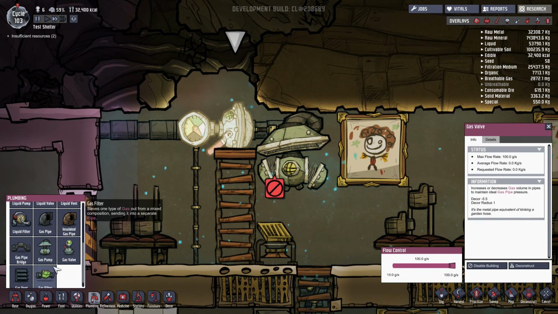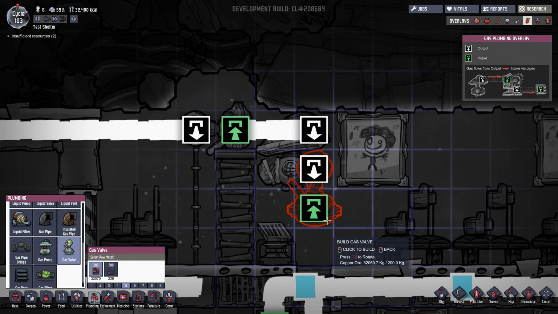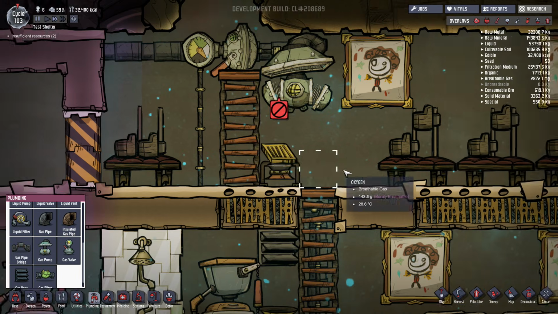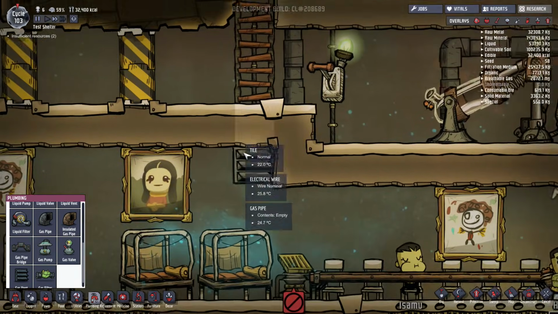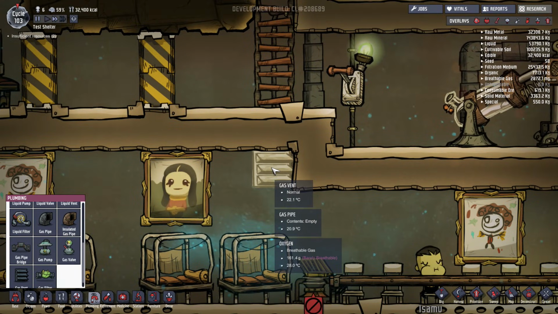Similar to the gas valve, again, there's a green input and a white input. The green input is for gases coming in, and the white port is for gases leaving the gas filter. If you are sending any gas through a pipe, you must have a ventilation vent at the end of the pipe. Without this vent, the gas simply won't move through the pipe at all.